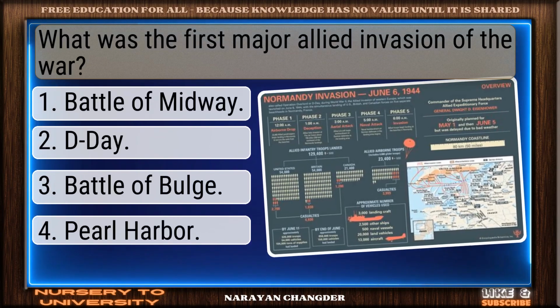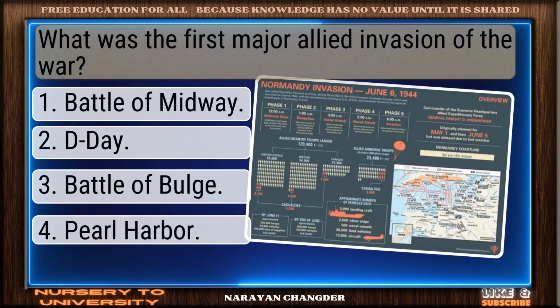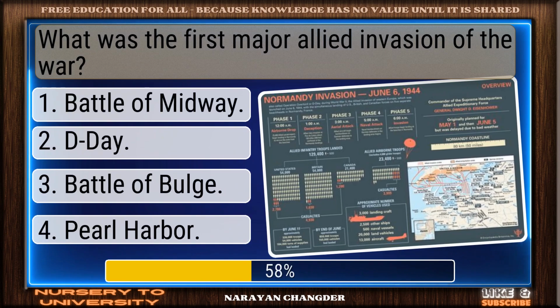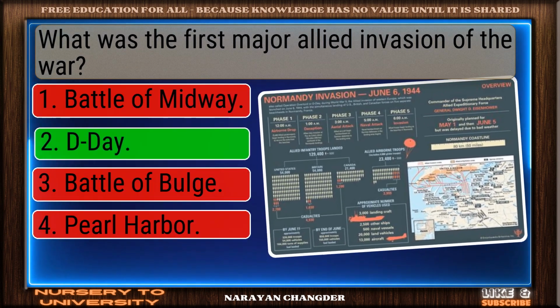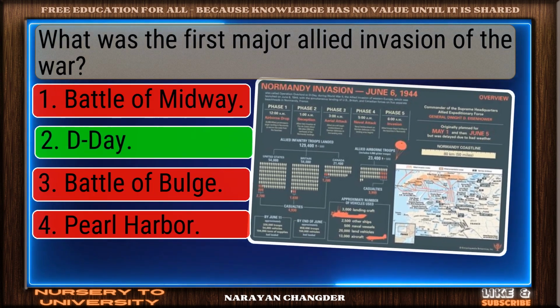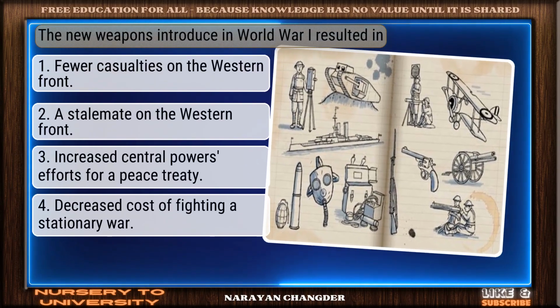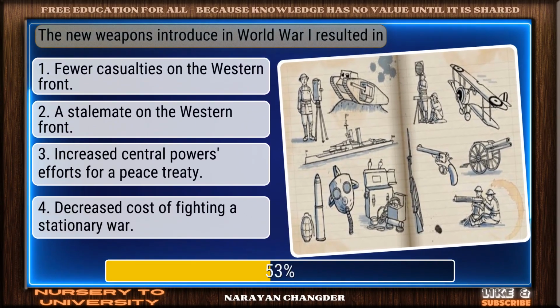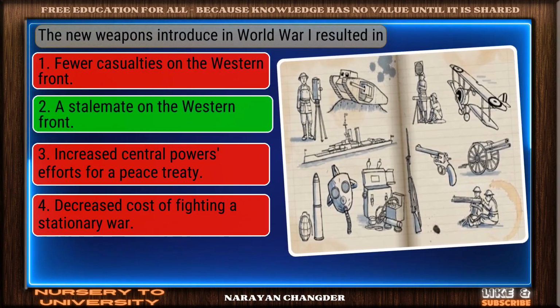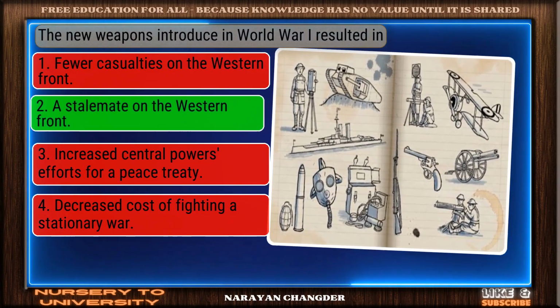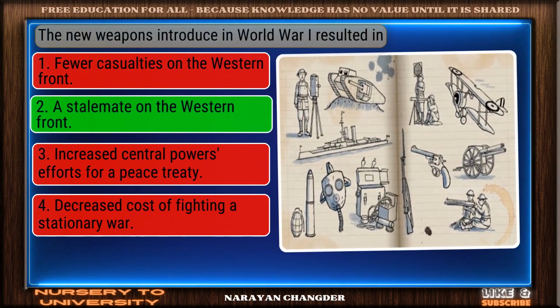What was the first major Allied invasion of the war? You chose D-Day, and it is correct. The new weapons introduced in World War I resulted in... Smart move. A stalemate on the Western Front is an accurate answer.